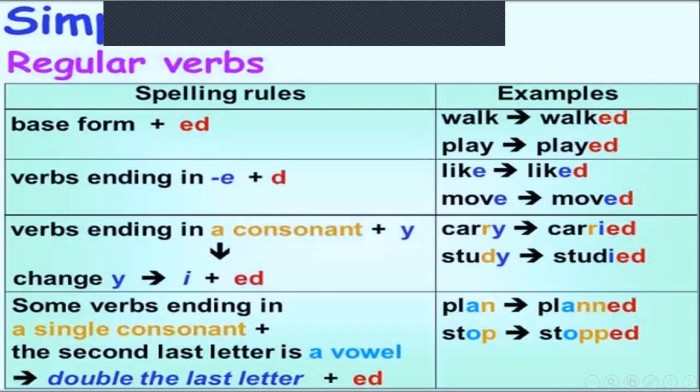Also here, verb stop. Verb stop here ends with O as a vowel letter and P as a consonant letter. So if I want to change this verb from present to past, double the last letter. What is the last letter here? Letter P, so we will double it again. Double it means write it again. Double the last letter means write this letter again, and add ed.